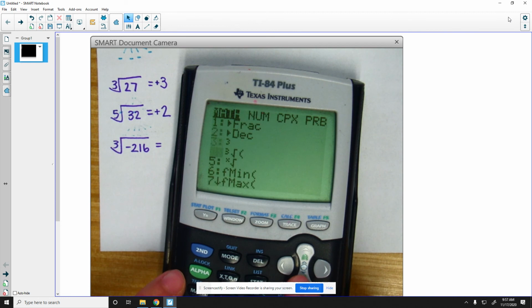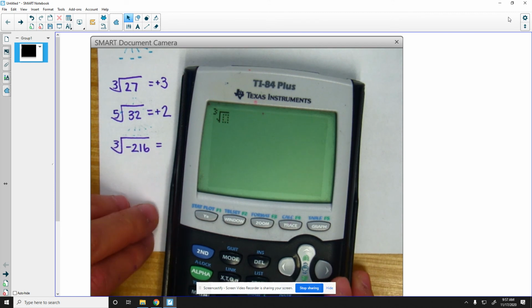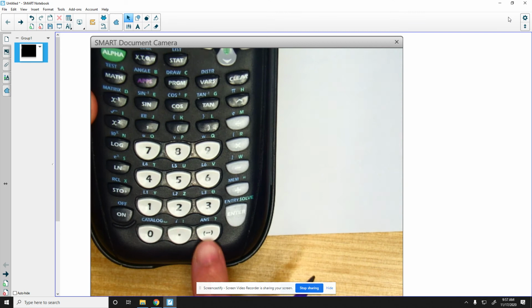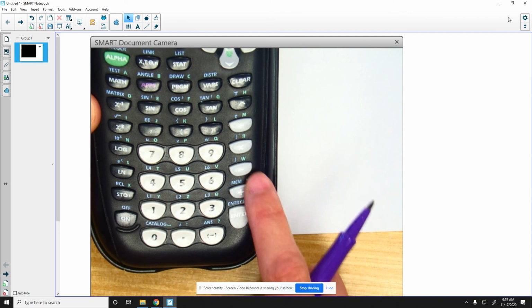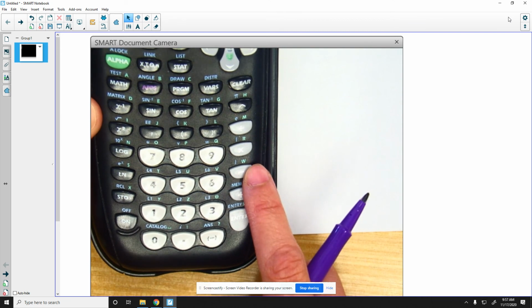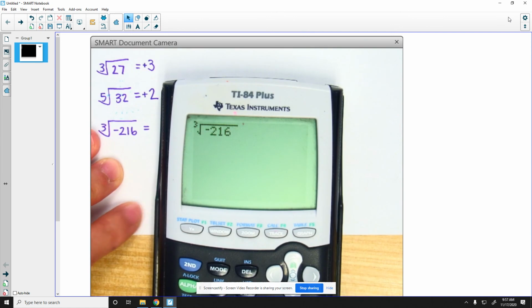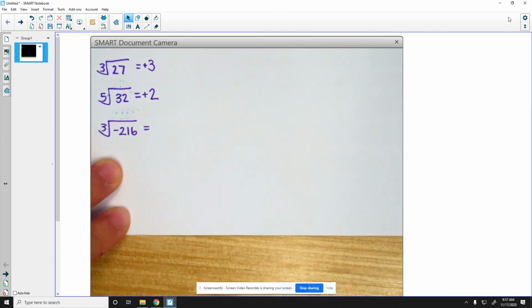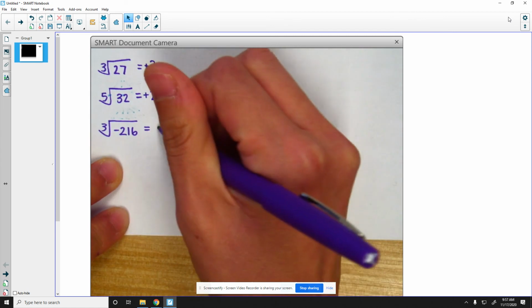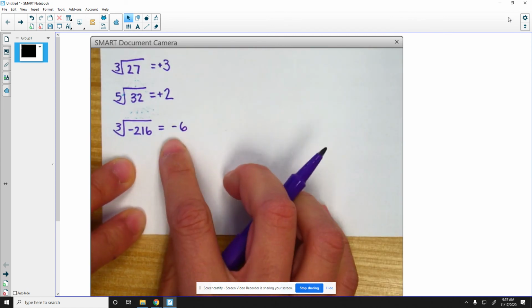3, math, 5th option. Negative, guys, is not minus. You have to type this negative down here. This is a negative symbol. This is a minus symbol. In fact, I think if you hit minus, you're going to get an error. Negative 216, like that. Jack, what'd you get? I got -6. So you should have gotten -6 on your calculator screen.